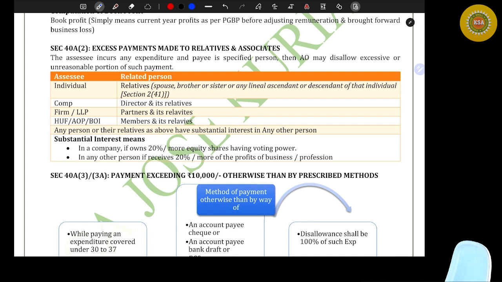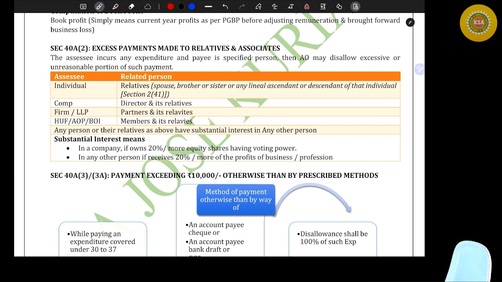Are you all with me? And KS Academy is making an excessive payment to SBI. Then that also will be a disallowance under section 40A(2). That is the last point. Any person or their relatives as above having substantial interest in any other person. That means either KS Academy directly has a substantial interest in SBI or KS Academy's director has a substantial interest in SBI. In all the cases, it will be considered a disallowance under section 40A(2). Is that point clear?